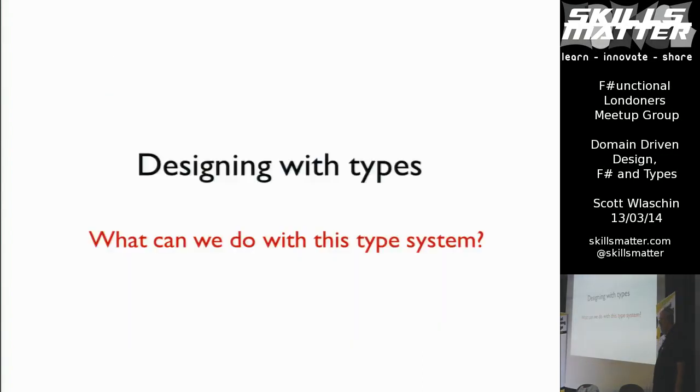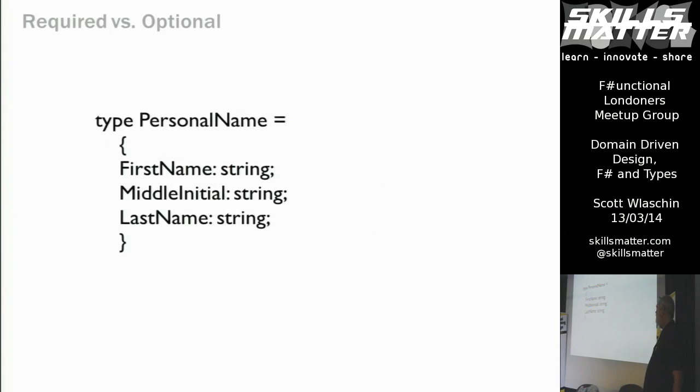All right, so designing with types. What can we do with this type system now that we've seen it? Let's take it out for a spin and see what we can do. Let's go back to one of our original examples, a personal name, and see if we can fix it up a bit. Let's start off by talking about required versus optional. Here, the middle initial is optional, and the first and last name are required. So how can we model that?